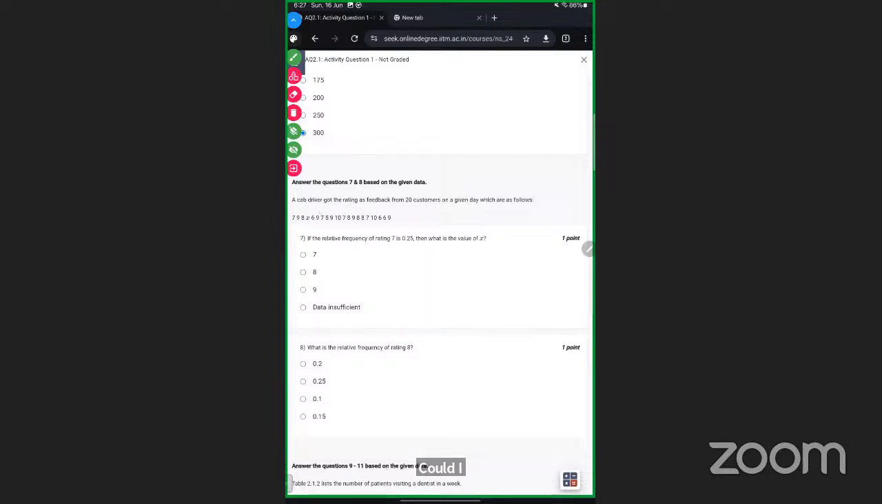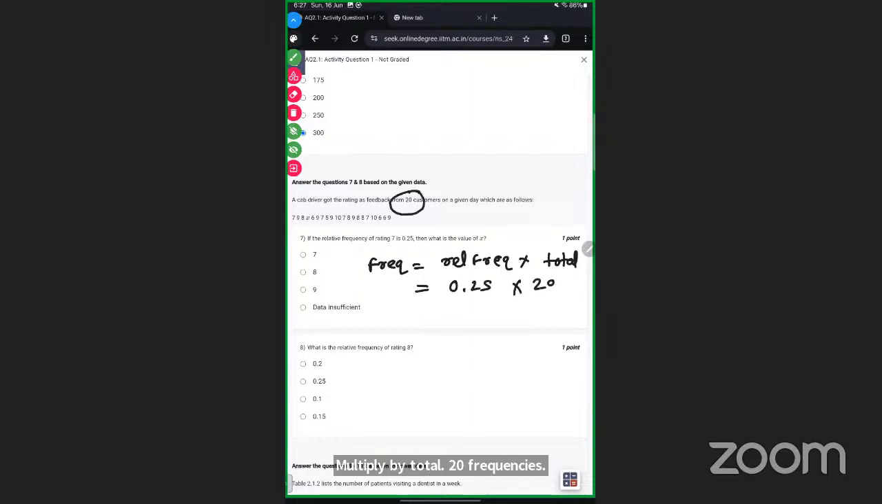You need to find the frequency. Frequency is relative frequency multiplied by total. Relative frequency is given as 0.25, and the total we can see from here is 20. So 20 times 0.25 will become 5, and so the frequency of 7 should be 5.